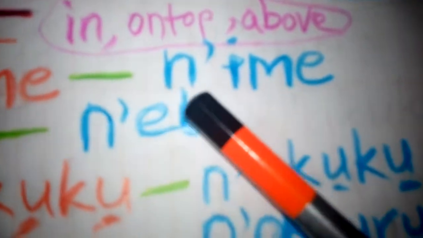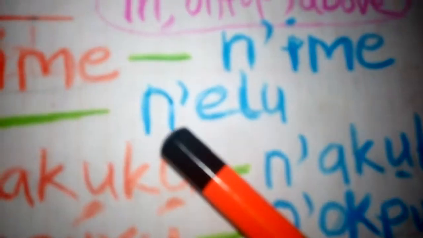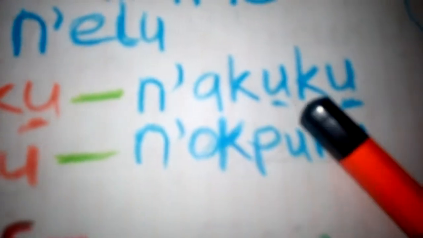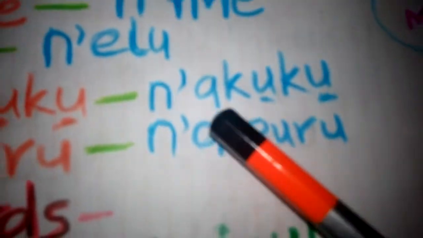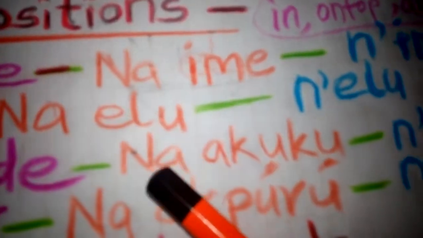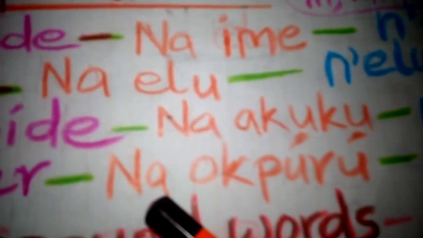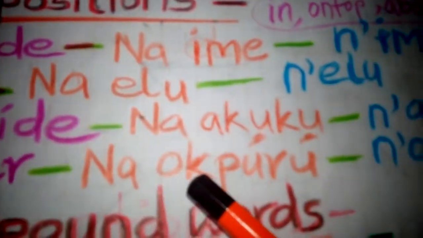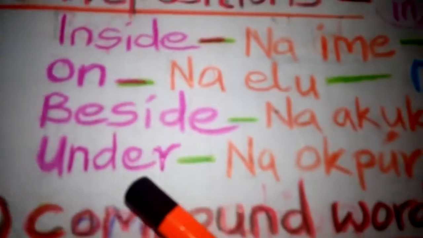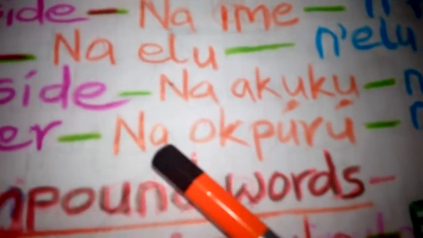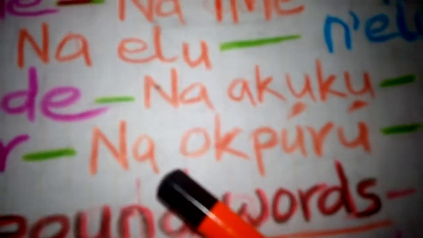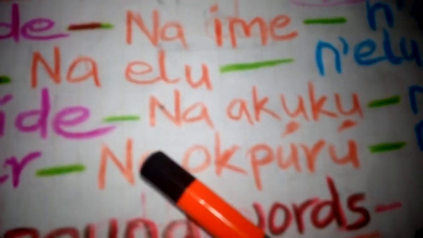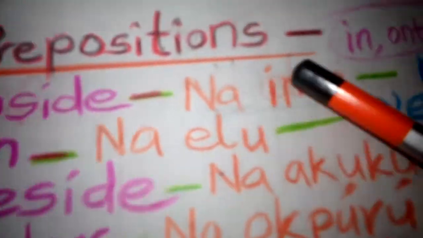That is what is happening here. You can see n'elu, n'akụkụ, n'okpuru. We remove the a here. Under is n'okpuru, so we remove the a here and put an apostrophe. We drop this a when it's a preposition. Very important. In is a preposition also.